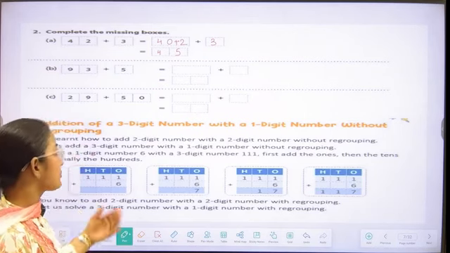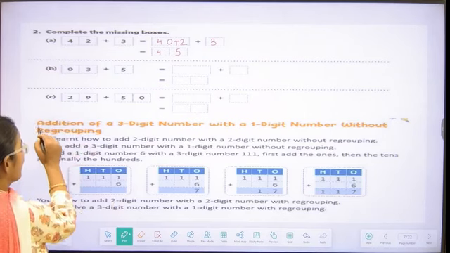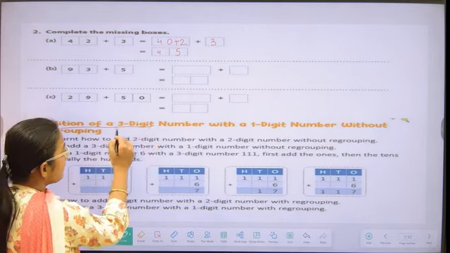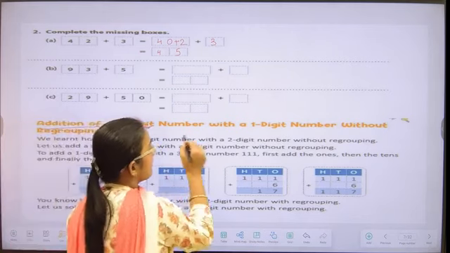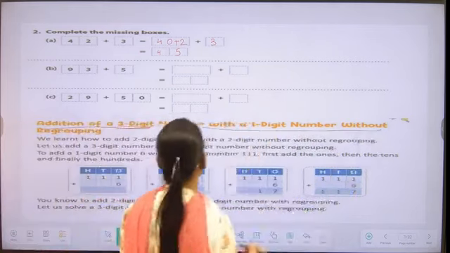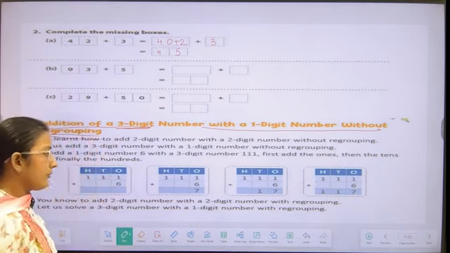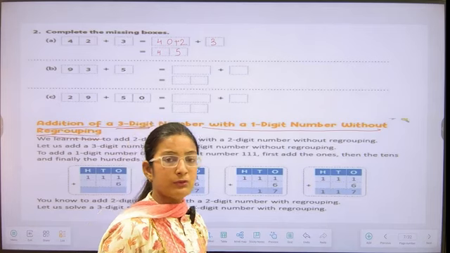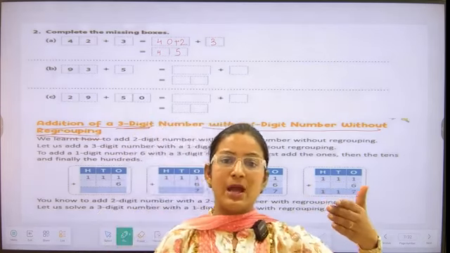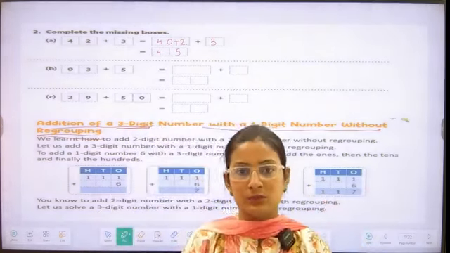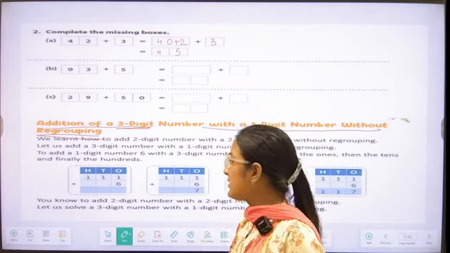Let's move further, student. Now we are going to understand addition of three-digit numbers with the one-digit number without regrouping them. So what we are going to do? We are going to add a three-digit number with a one-digit number, student. Let's understand with the help of example.